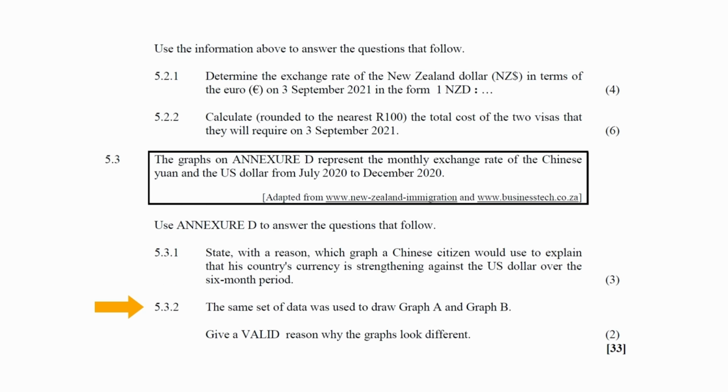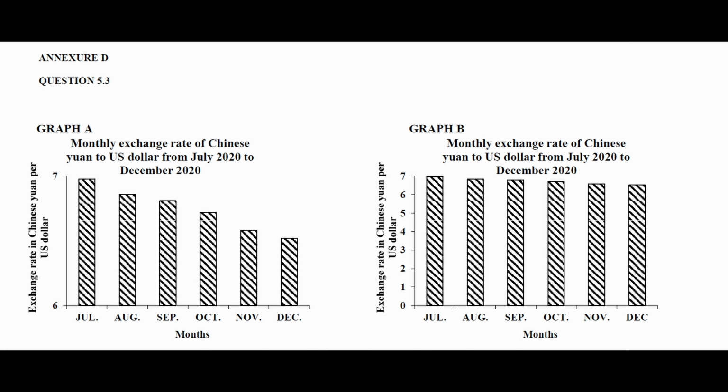In question 5.3.2, it is stated that the same set of data was used to draw graph A and graph B. You have to give a valid reason why the graphs look different. The reason these graphs look so different is because different scales were used to draw each of these graphs.